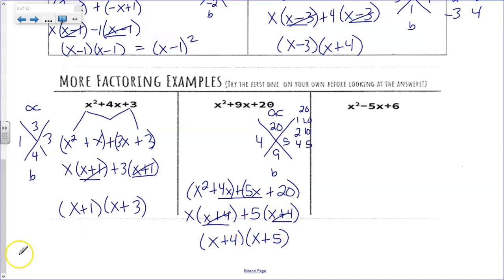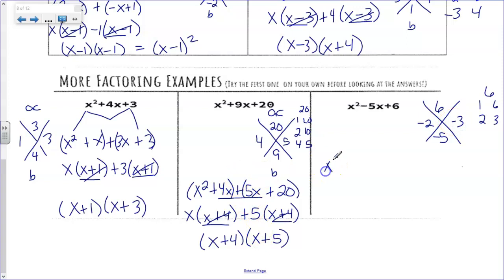Okay, I'd like for you to stop the video, and I'm going to work this one, and then you can check your work. So, all right, a times c is 6. B is negative 5. The factors of 6 are 1 and 6. That doesn't make 5. 2 and 3. 2 plus 3 is 5, but they both need to be negative.